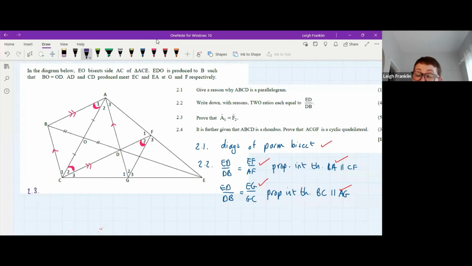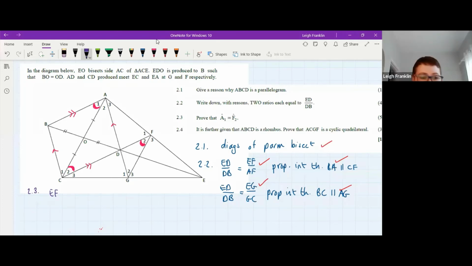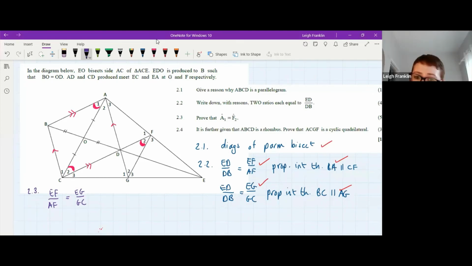Can anyone make a deduction based on what we see in 2.2? That EF over AF equals EG over GC. Jamie, well done. So that EF over AF is equal to EG over GC. Do the rest of you see that, Matrix? Yes, ma'am. All right, so because they're equal to the same thing, in other words, ED over DB, they must be equal to one another.